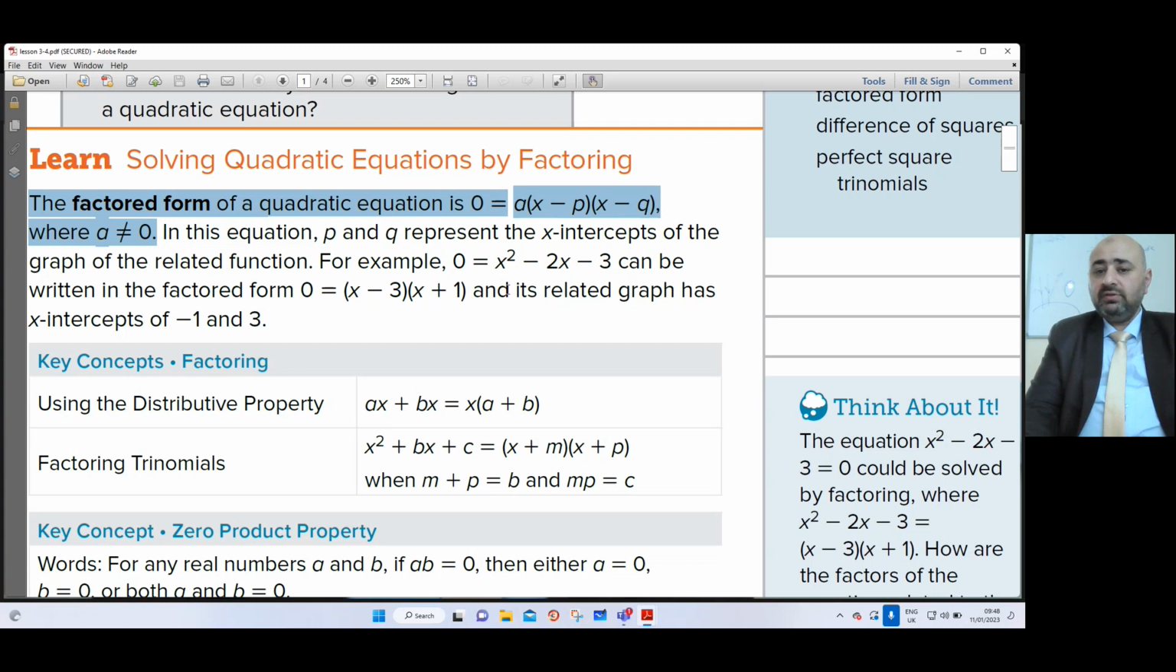Listen to this example. For example, if we have x squared, when you see it in the equation, the degree will be 2. The degree being 2 means we have a quadratic equation. X squared minus 2x minus 3 can be factored, or can be written in the factored form. Open two parentheses, and x squared means x times x.